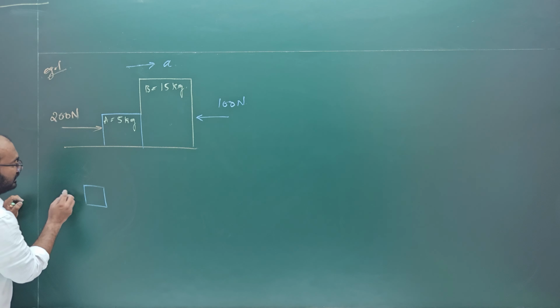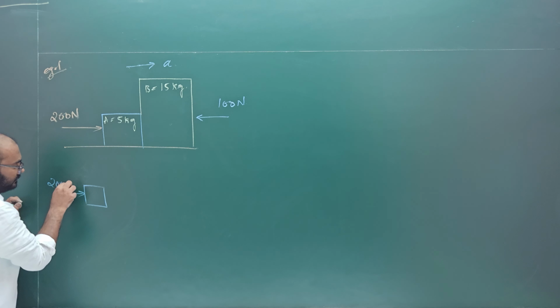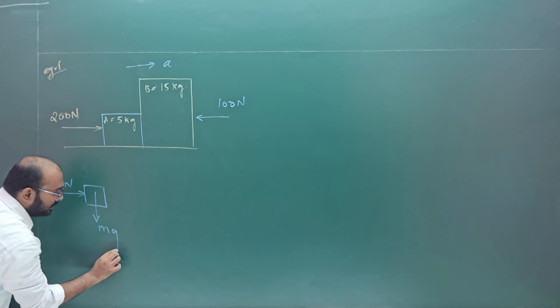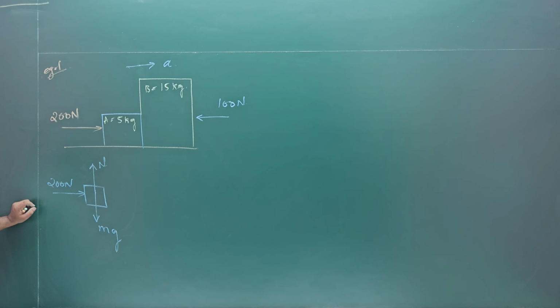Okay. So consider on body B, the force applied in this direction is 200 Newton. Similarly, mg is acting in the downward direction and normal is acting in this direction. We are not going to learn and calculate this value. Obviously, this n value will be 50. We know how to calculate this. Okay. Similarly, consider this is your second body, the 15 kg body.